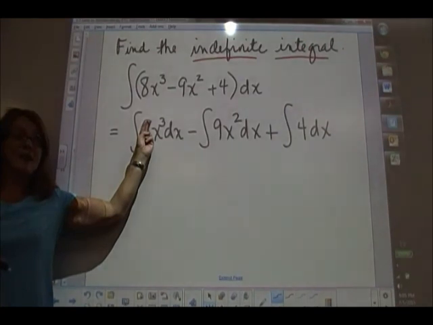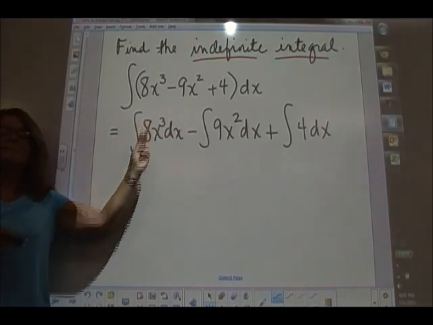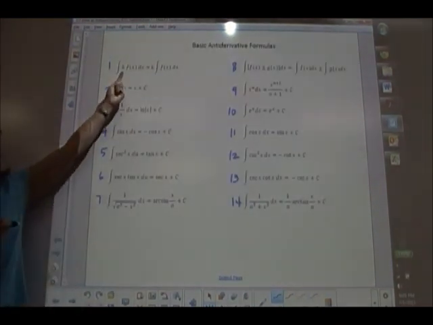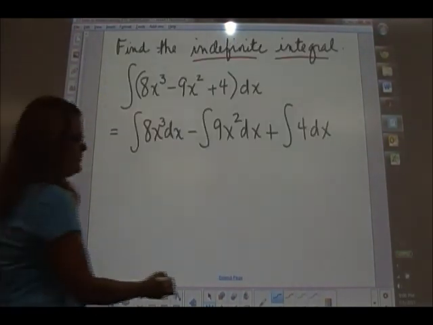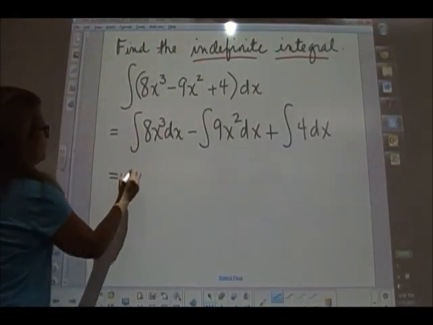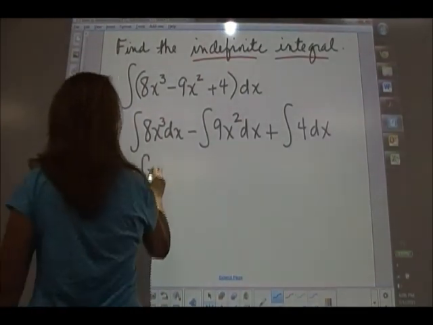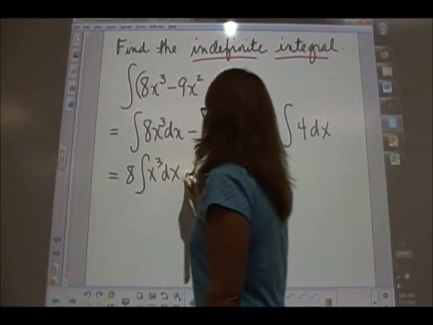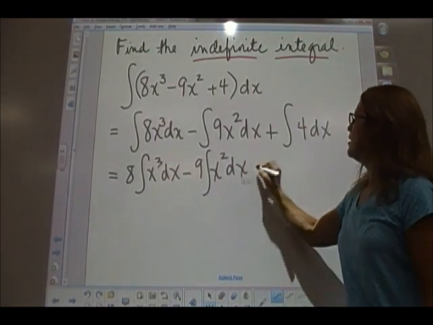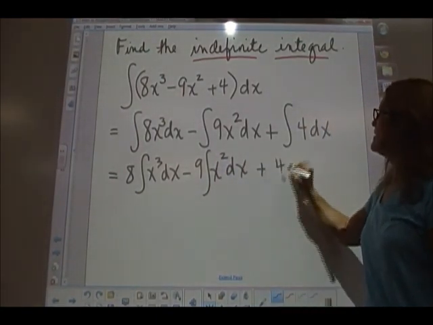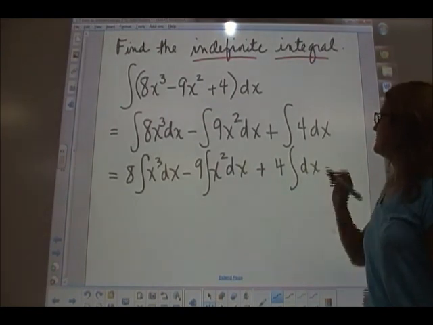What does number 1 tell me I can do? Move the 8x cubed to the front? Look at it again. Just the 8. Just the constant. So if I'm going to move the 8 out front, I'll move it: 8 times the integral of x cubed dx minus 9 times the integral of x squared dx plus 4 times the integral of dx.